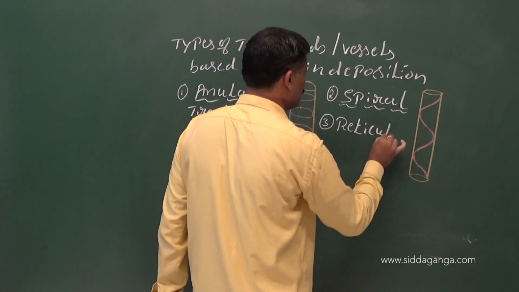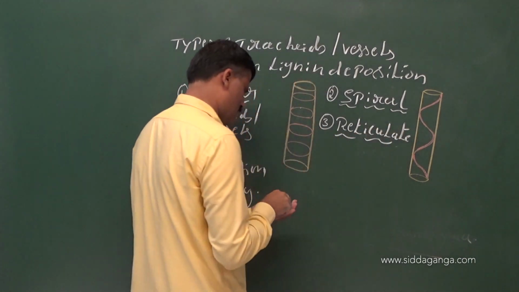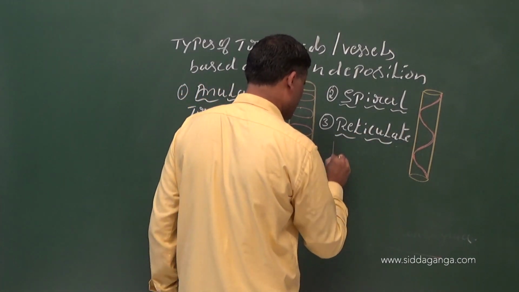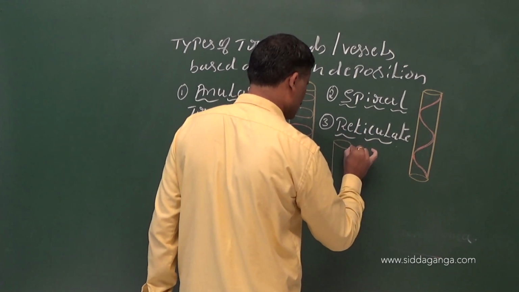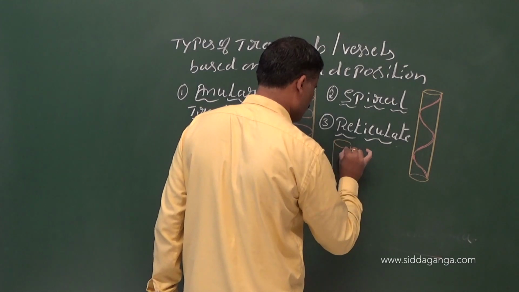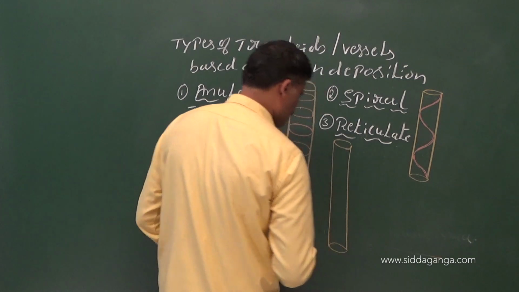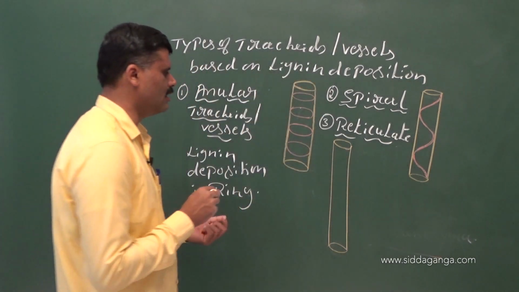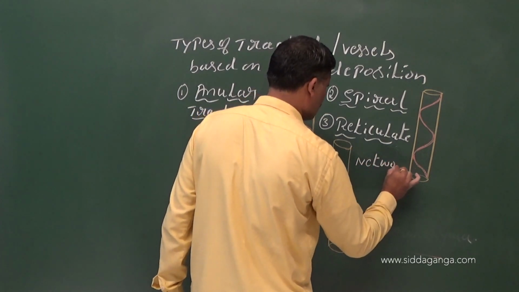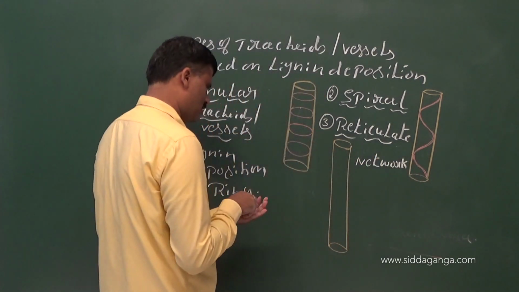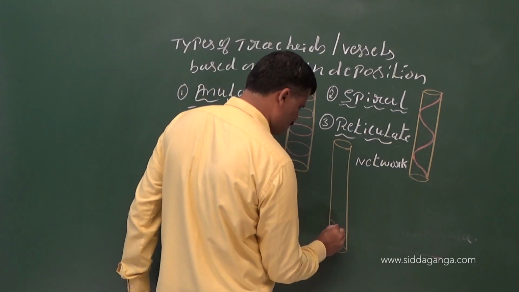Reticulate. In reticulate type, the lignin deposition occurs in the form of network. In reticulate, the lignin deposition occurs in the form of network. Means there is connection between one lignin deposition and another lignin deposition.